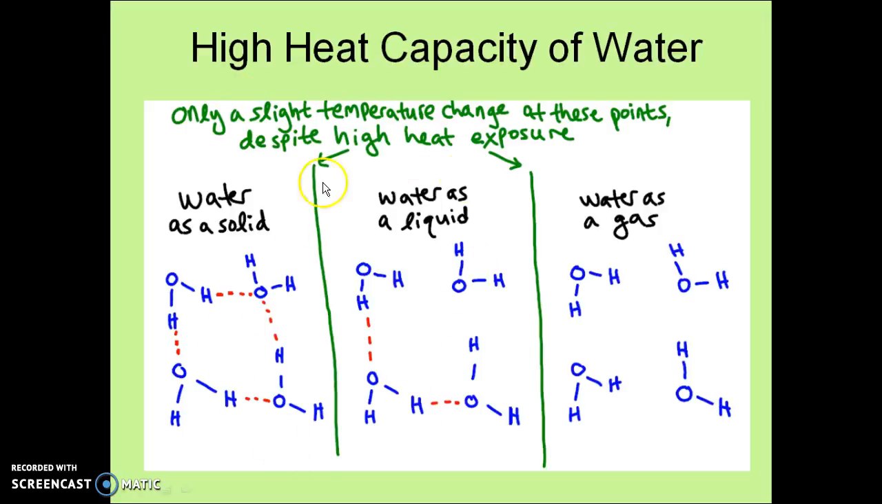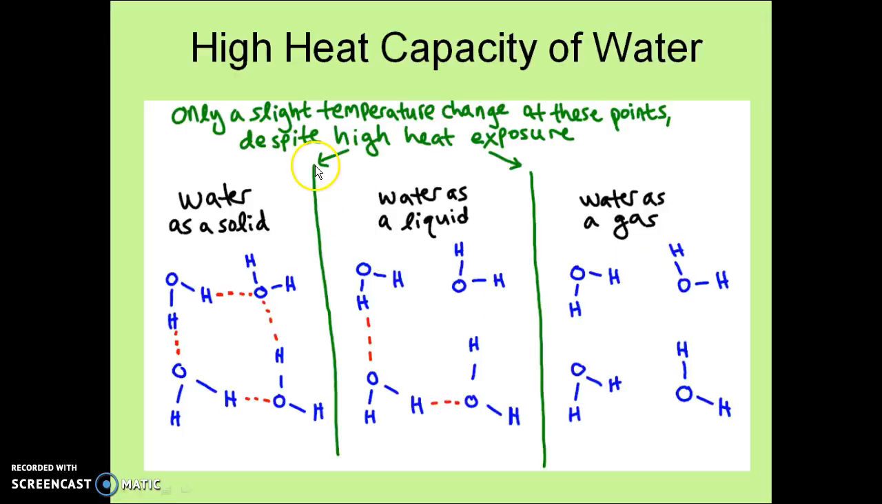This is kind of showing you why water has a high heat capacity. I'm showing you water as a solid with several hydrogen bonds between the water molecules, water as a liquid with a couple hydrogen bonds, and then water as a gas, which has a lot fewer hydrogen bonds, and the water molecules are moving around really quickly.